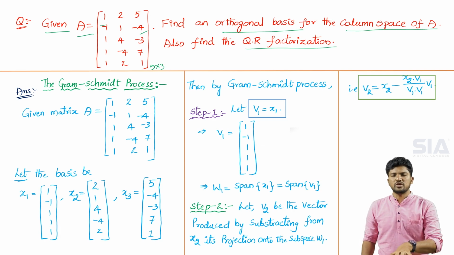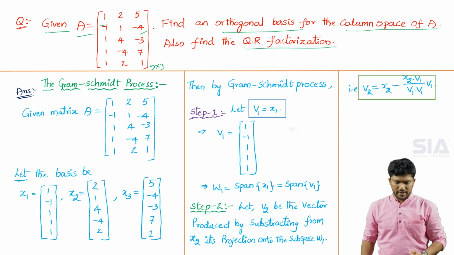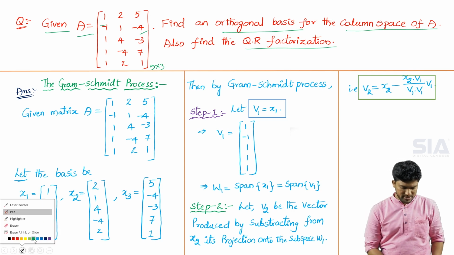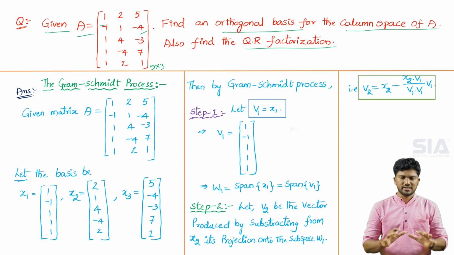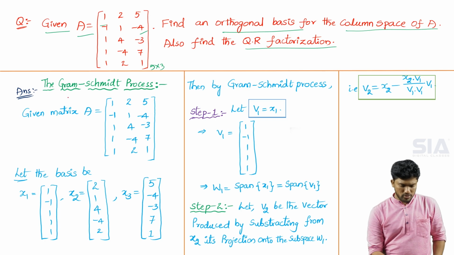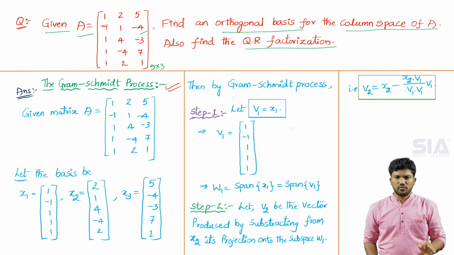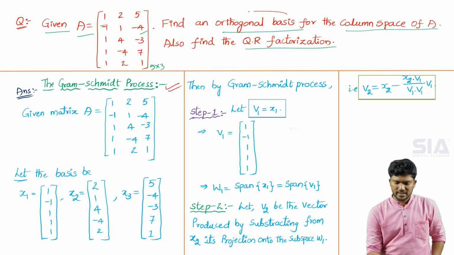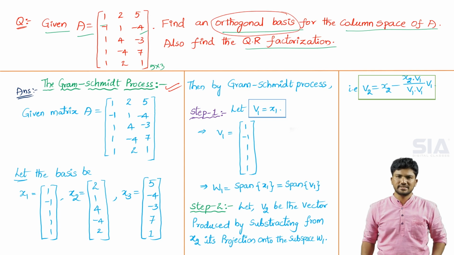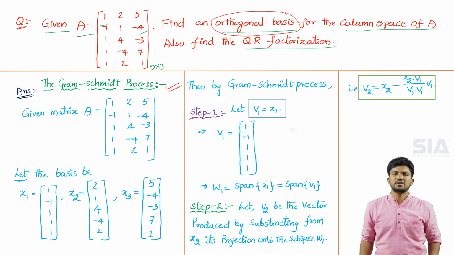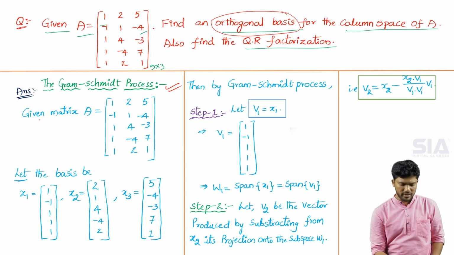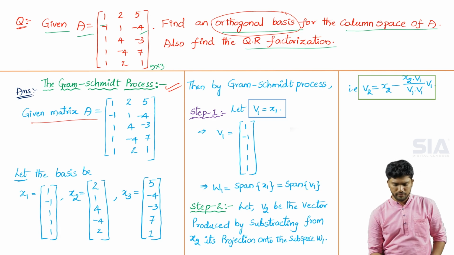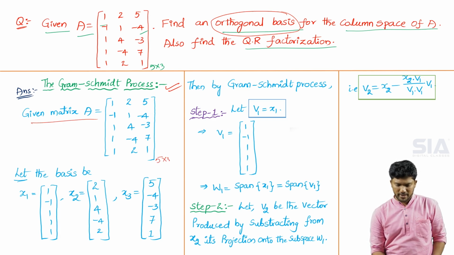These types of problems are very important for the long answer purpose. So observe carefully. The process is very easy. It is the Gram-Schmidt process. To find that orthogonal basis, whenever we can use the Gram-Schmidt process. So therefore, given matrix capital A is that given 5 by 3 matrix.